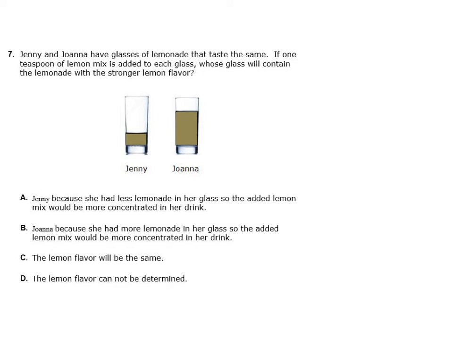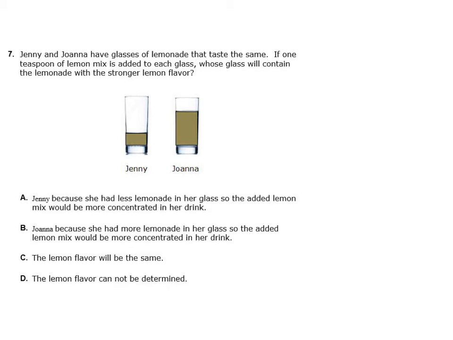Number 7 reads, Jenny and Joanne have glasses of lemonade that taste the same. If 1 teaspoon of lemon mix is added to each glass, whose glass will contain the lemonade with the stronger lemon flavor? So let's look at Jenny's and let's look at Joanne's. If you notice, Jenny's glass has a lot less lemonade than Joanne's glass. So if they're tasting the same right now, what would happen if you put more lemon mix in it? So here are the different answers.